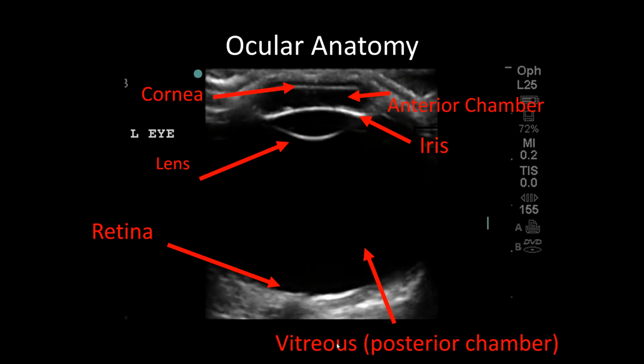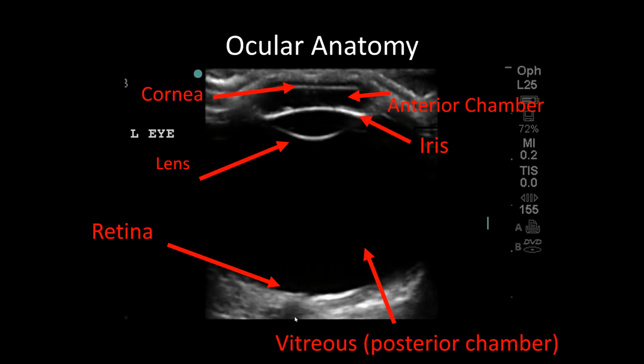Let's review some basic ocular anatomy. The cornea will be in the near field and slightly hyperechoic, with the anterior chamber just posterior to it. The hyperechoic line behind the anterior chamber, which will often have a divide within it, the pupil, is the iris. The lens will be a circular structure where we will only see the posterior aspect of it, just posterior to the iris. The vitreous is the large anechoic space that makes up the posterior chamber just behind the iris.